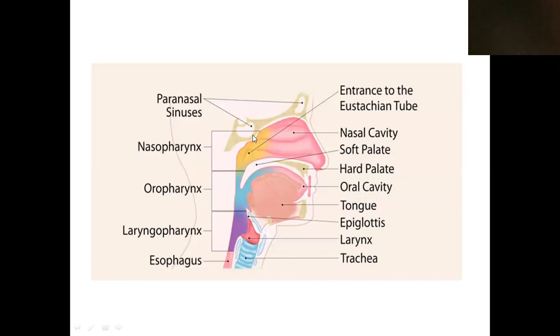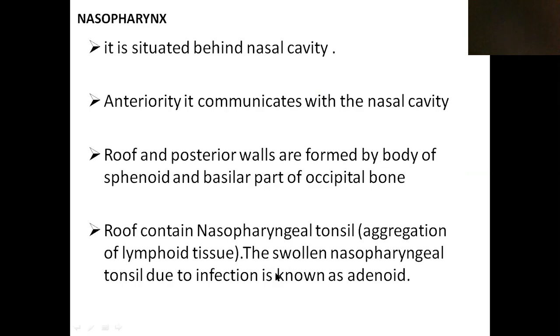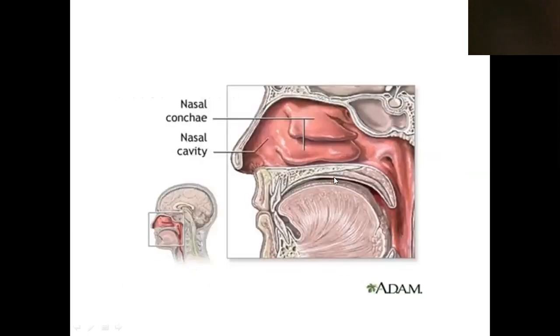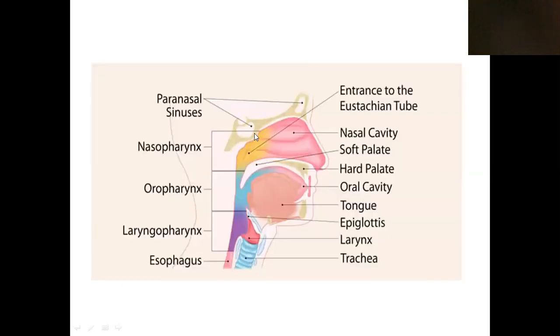In this image it is not shown, but in this area we have an aggregation of lymphocytes. That aggregation is known as the nasopharyngeal tonsil. So in the roof we have a tonsil, and that tonsil is the nasopharyngeal tonsil. What is the importance of that tonsil? Inflammation of that tonsil is known as adenoid.